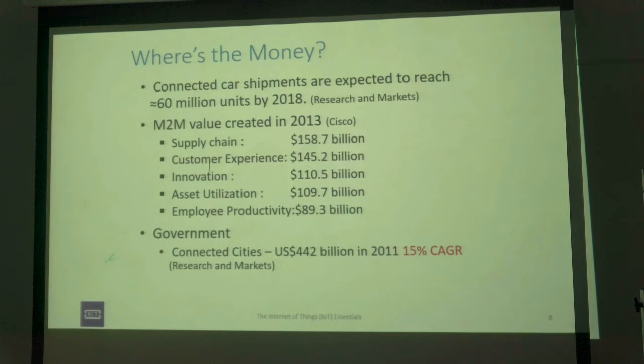So where is the money? Connected car shipments are expected to reach 60 million units by 2018. See, I'm lazy, I did not even update my slides. And this is the source: M2M value created in 2013, by Cisco. Supply chain is 158 billion, customer experience 145 billion, innovation 110 billion, asset utilization 109 billion, employee productivity 89 billion. So there are a lot of products going on.